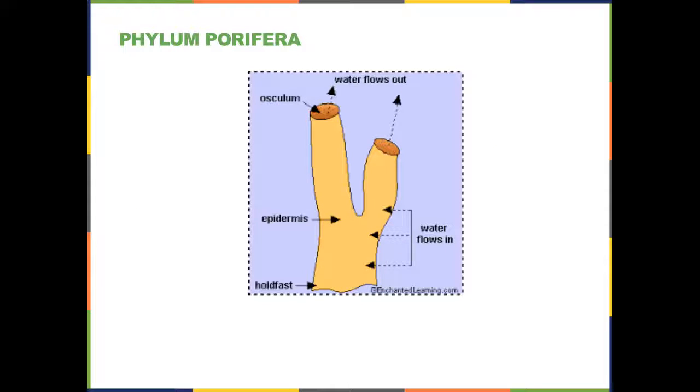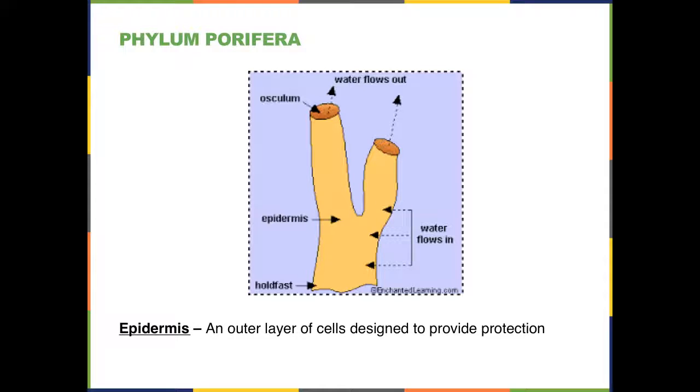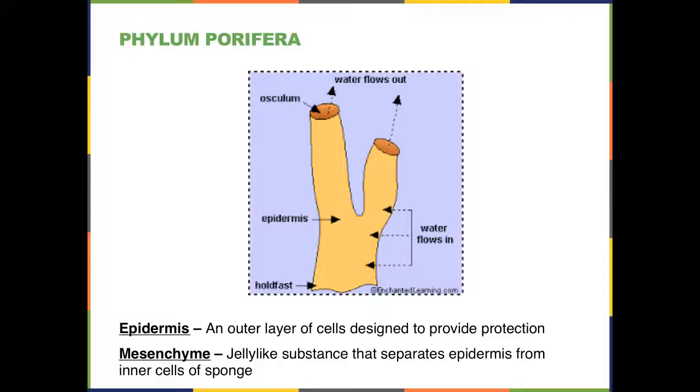So let's move on to probably one of the most simple groups of animals in the animal kingdom, known as Porifera. And these are macroscopic animals, not bacteria. Porifera are also known as sponges. Now, Porifera have what's known as an epidermis, as you can see on this diagram. The epidermis is the outer layer of cells that are designed to protect the organism. Underneath the epidermis is a jelly-like substance that separates the epidermis from the inner aspects of the sponge, and this jelly-like substance is called the mesenchyme.